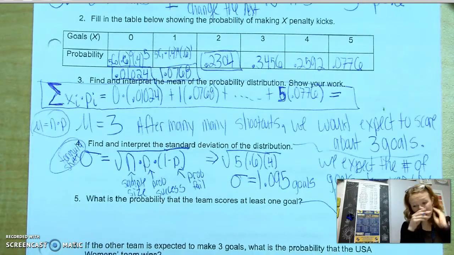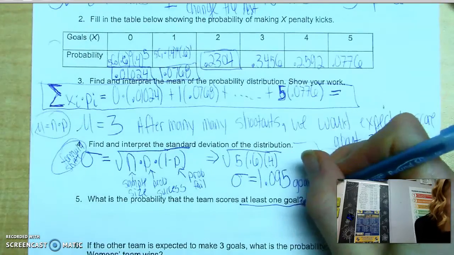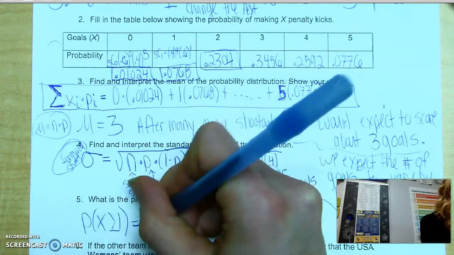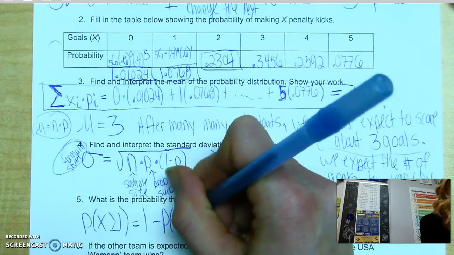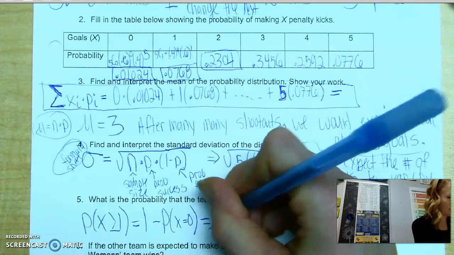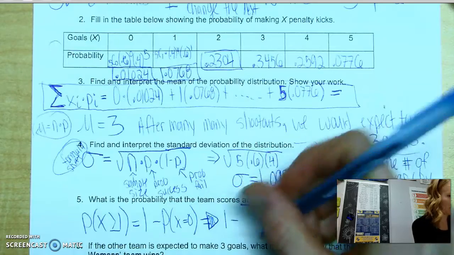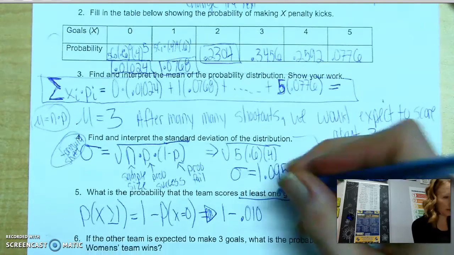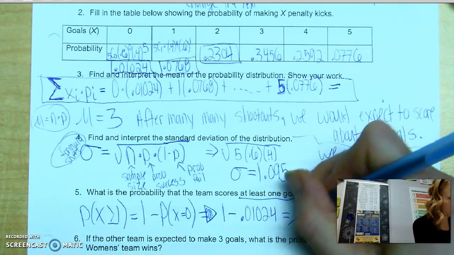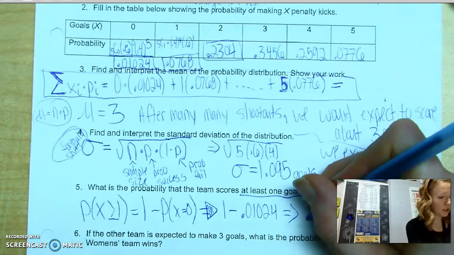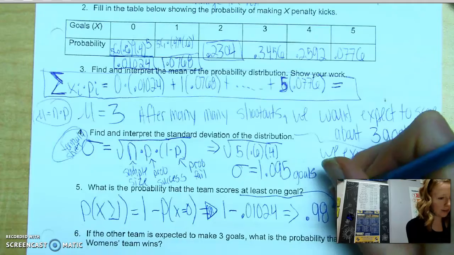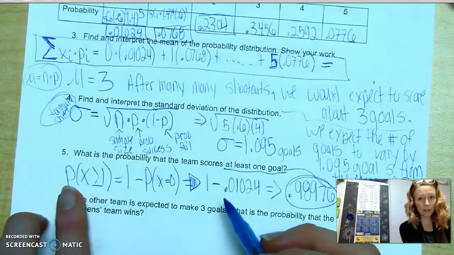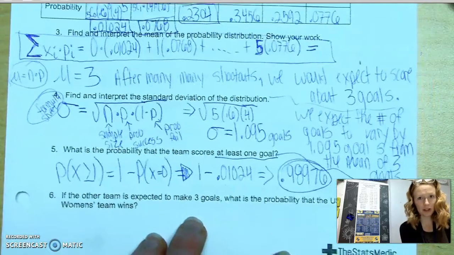So, what's the probability that the team scores at least 1? Remember, at least 1 is the same as 1 minus the probability of none. We already know what the probability of none is, right? We already calculated that up in that table earlier. So the probability that the women's team scores at least 1 goal, well, that's like 99% almost, right? So once again, I have probability notation, I showed my work, and I have my answer.